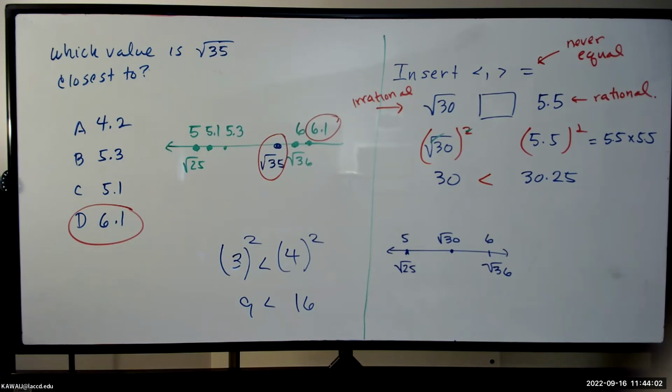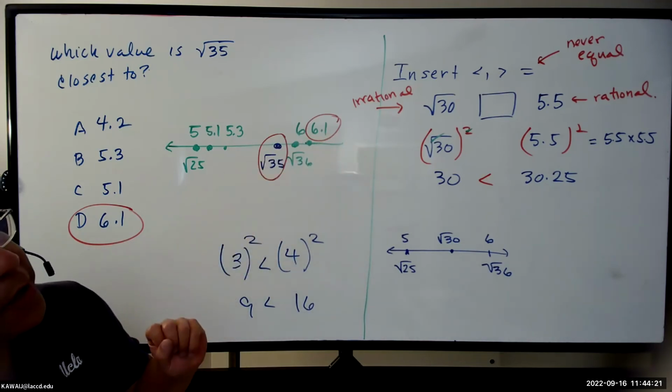Professor, can I ask a question? Sure, please. For the purpose of the TEAS and the purpose of time management, for this kind of question, can I just solve square root of 30, which would be 5.47722, blah, blah, blah?